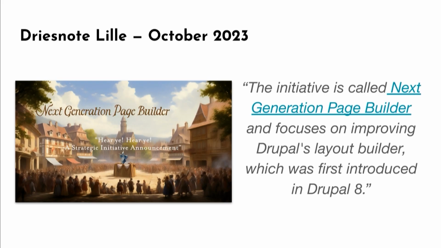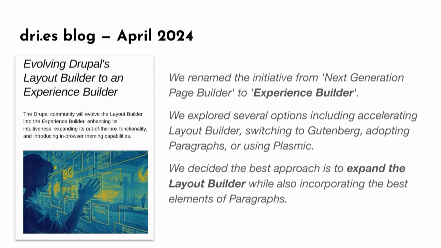The goal was to improve Layout Builder after a few years of letting down. And 6 months later, he did this very powerful blog post about renaming Next Generation Page Builder to Expert Builder and focusing on expanding Layout Builder. So finally, we got Expert Builder, you know. It was different than what was announced, but still, it's not about the product, it's about the hype. Because Dries is a hype machine, you know.